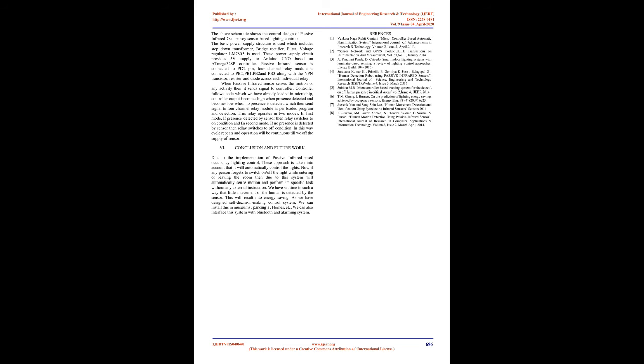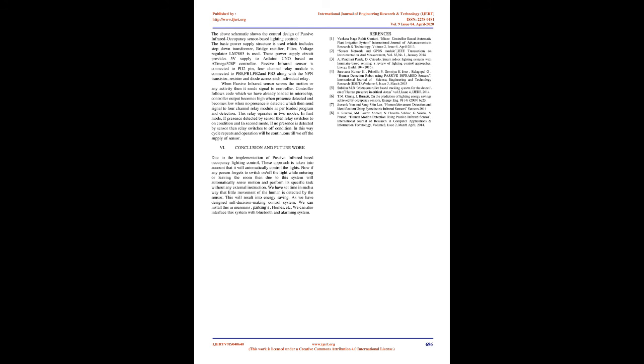When the passive infrared sensor senses motion or any activity, it sends a signal to the controller. The controller follows the code which we have already loaded in the microchip. The controller output becomes high when presence is detected and becomes low when no presence is detected, which then sends a signal to the 4-channel relay module as per the loaded program and detection. This relay operates in 2 modes. In the first mode, if presence is detected by the sensor, then the relay switches to on condition, and in the second mode, if no presence is detected by the sensor, then the relay switches to off condition. In this way the cycle repeats and operation will be continuous till we turn off the supply of the sensor.